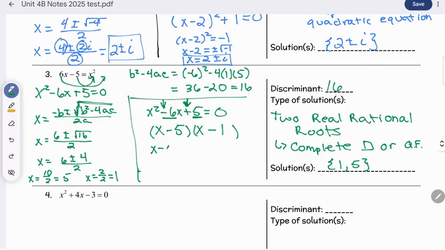It's going to have x minus 5 equal to 0 and x minus 1 equal to 0. This is going to give me x equals 5. And this is going to give me x equals 1. So no matter how I'm solving it, I am coming up with the same thing. If I decided to go ahead and complete the square, I would also get the same thing. I'm not going to do it because I don't have the space, and I think I've made my point.